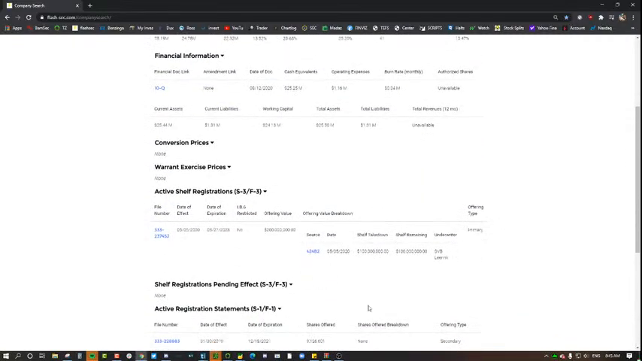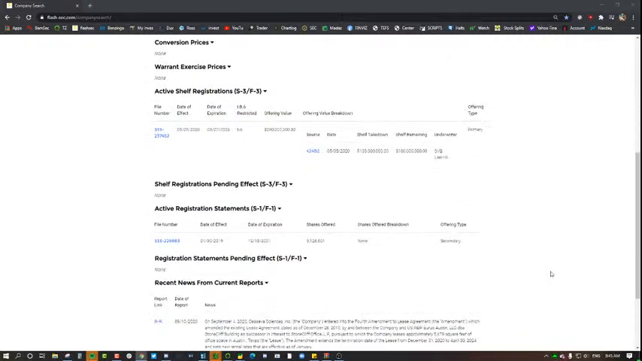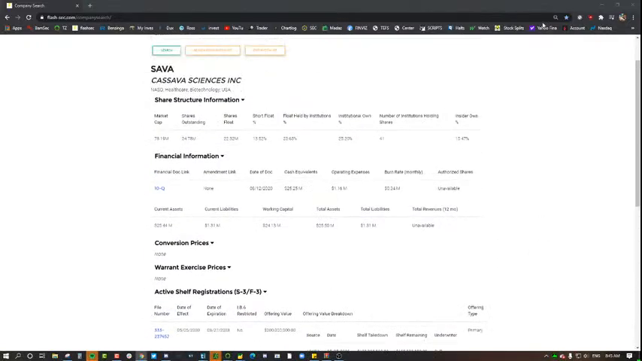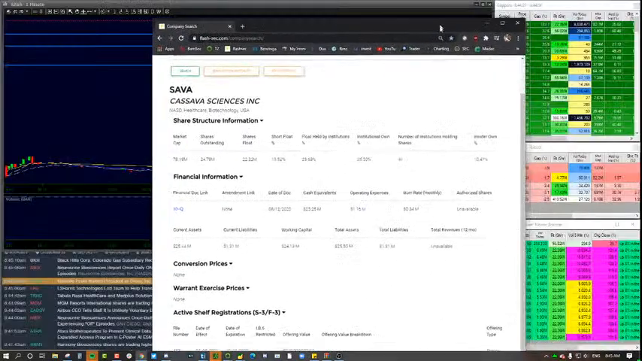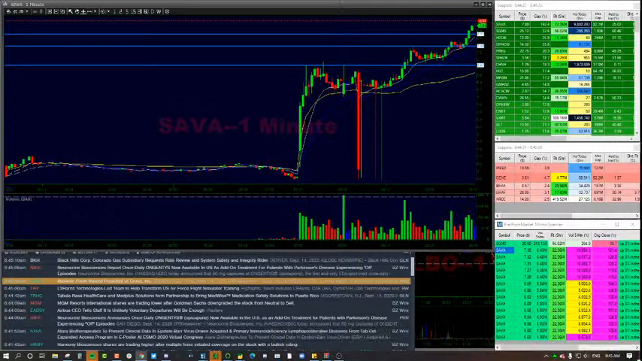So sometimes with pharmaceutical companies, the way they fund their study, if it's phase 2 or phase 1 or whatever, is by raising. So they do have ATMs, so you've got to factor that into your trades when you're going in.